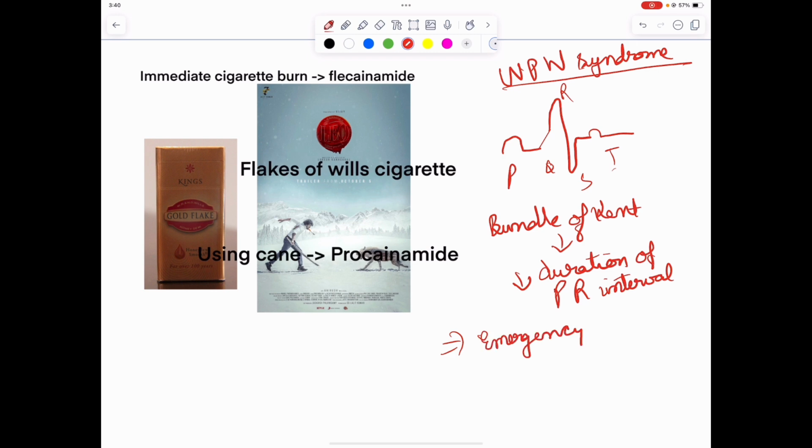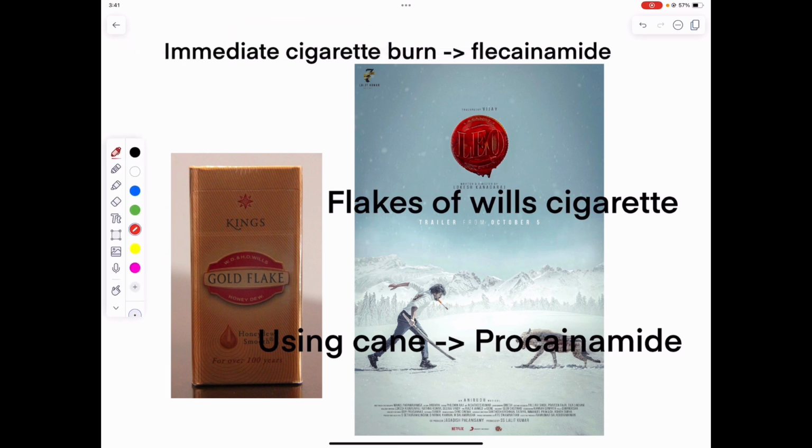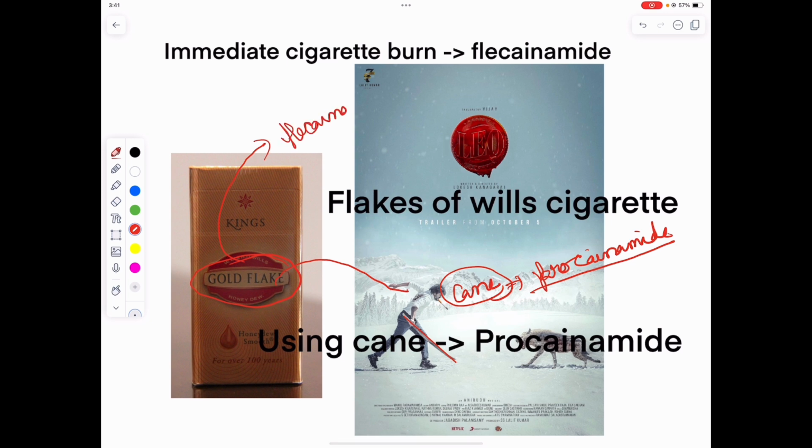In emergency purposes, our first drug choice would be flecainide, but for stable cases the drug of choice would be procainamide. If you have seen the movie Leo, you will remember the poster where the actor has a cigarette, and he is also aiming to control the wolf. Remember that this is a cane, the one used in colleges for punishing students. So he is using procainamide. After that, we can also remember that he has a cigarette made up of gold flakes. So we can remember that flecainide is used for immediate unstable cases of WPW syndrome.